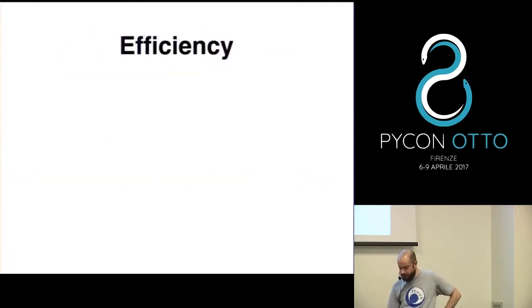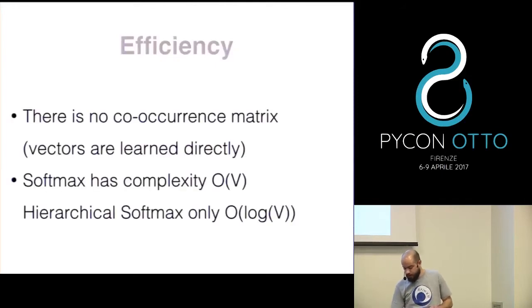So there's a notion of efficiency. The first paper of word2vec starts with efficient representation. So that's the focus, efficient representation. Because they're based on co-occurrences, but there is no co-occurrence matrix in memory. You don't need to load the co-occurrence matrix in memory. Vectors are learned as you go directly.